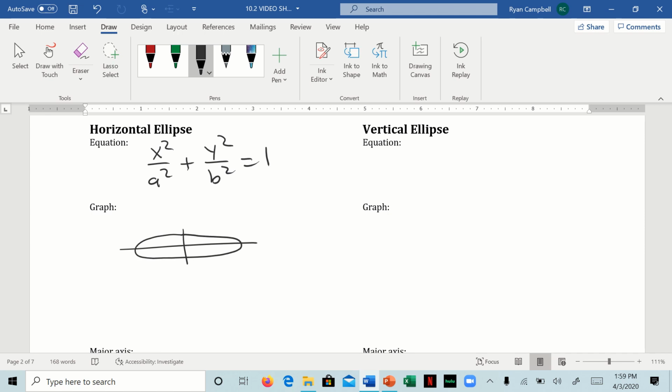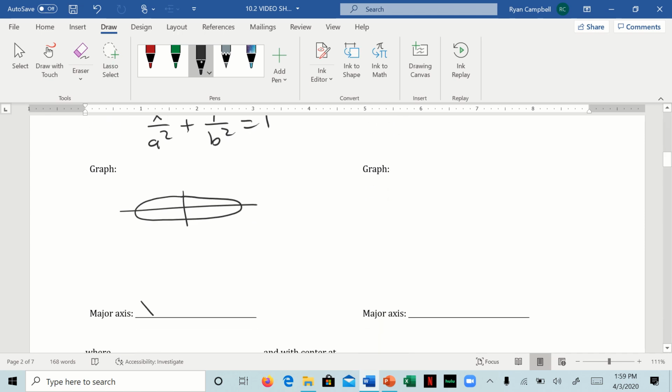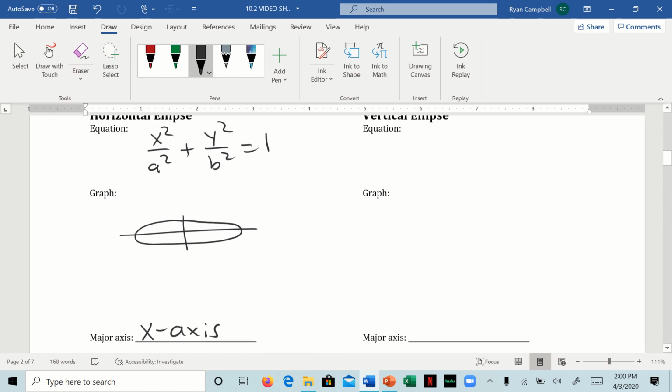It's going to look like that. So the major axis is going to be the x-axis, the one that most of it is on, the bigger axis. It's wider on the x-axis.